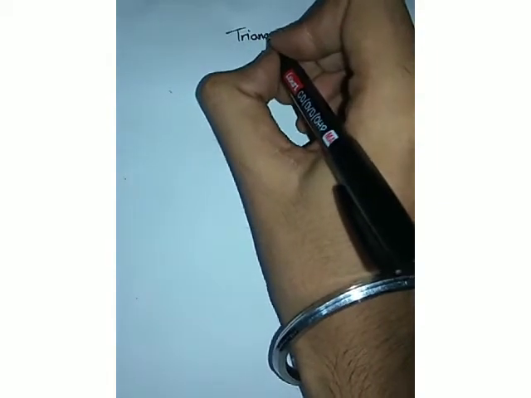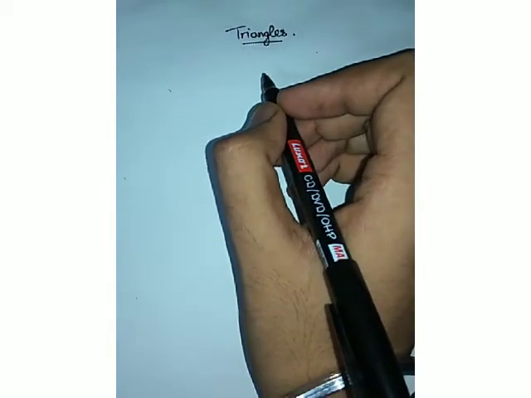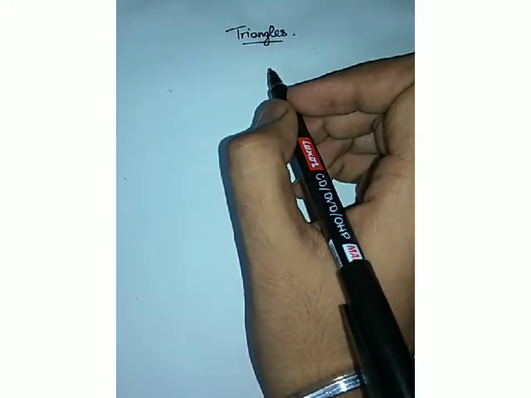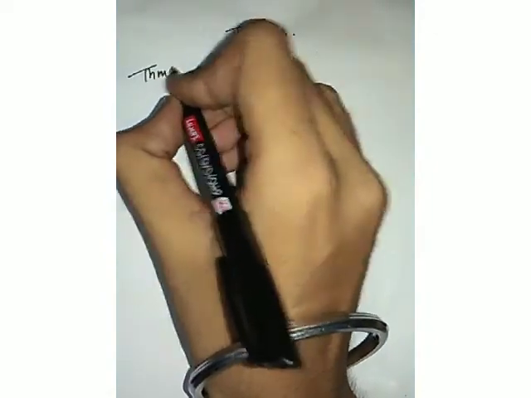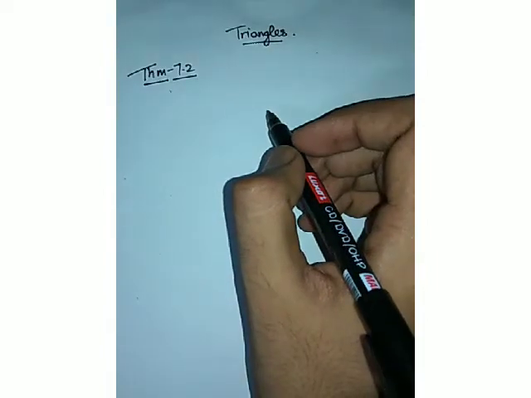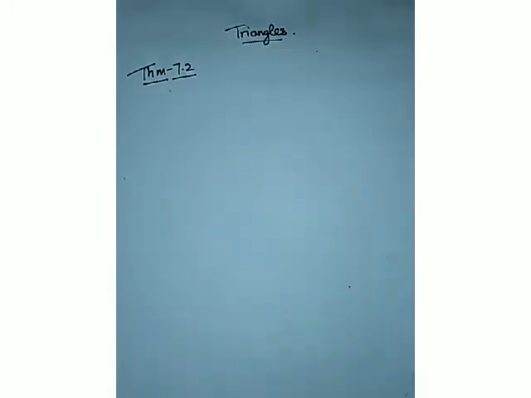of chapter triangles. So far we have completed our 7.1 in which we have discussed congruency criterions, different congruency criterions, that were 3, and today our first topic of 7.2 exercise is our theorem. That is very important. It's under the heading Theorem 7.2. Okay, so let me write the statement, and without wasting even a second, let's start with the proof of this theorem.